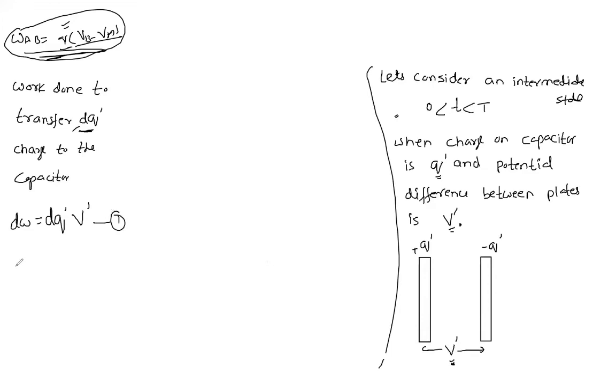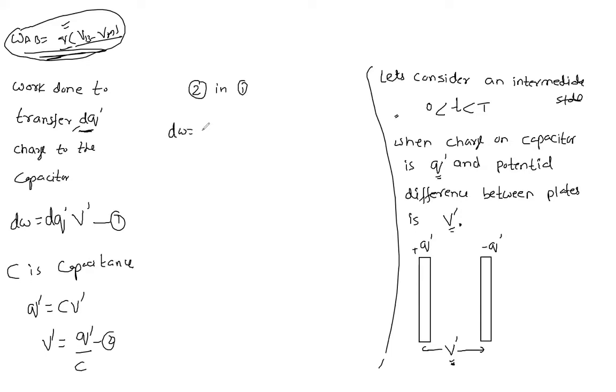Okay, next. If C is the capacitance of the capacitor, this capacitance is independent of charge and potential. Then I can write Q prime as C V prime, and we can write V prime as Q prime by C. That's equation number 2. Instead of V prime, we can substitute this. Let's substitute 2 in 1. So the work done in transferring dq prime charge to the plates of the capacitor is Q prime by C dq prime. This is the work done for the small amount of charge dq.